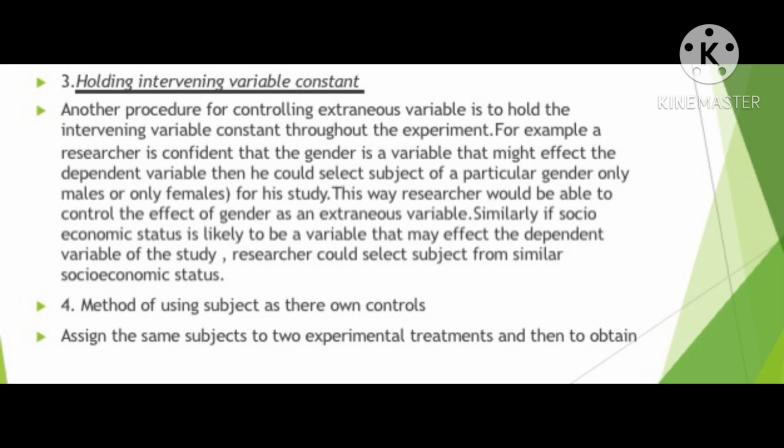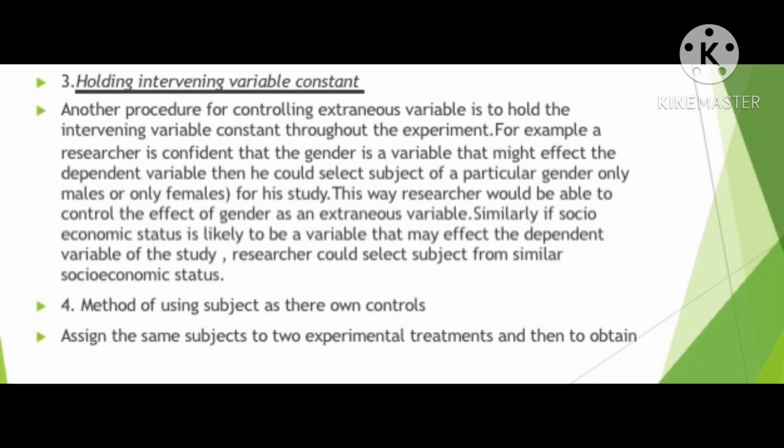Similarly, if socio-economic status is likely to be a variable that may affect the dependent variable, then the researcher can select the subjects from a similar socio-economic status. This way he is holding the extraneous variable constant.